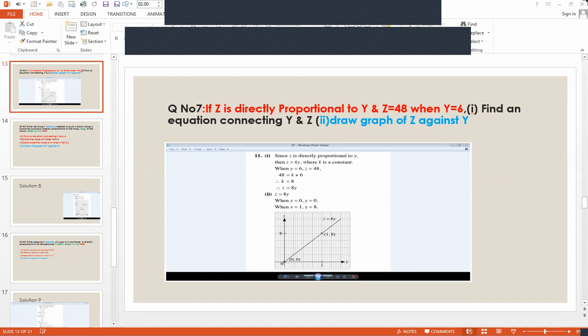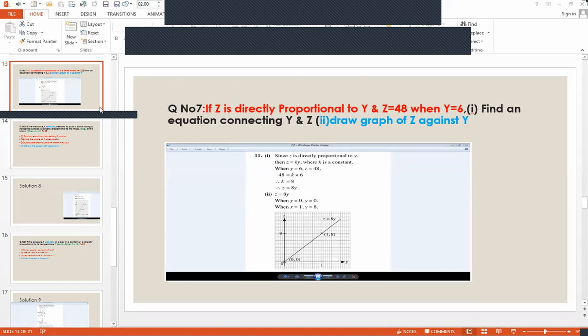According to the question, it is written that if z is directly proportional to y and z is equal to 48, and y is equal to 6. Now, there are two parts of the question. Firstly, they are saying find an equation connecting y and z.